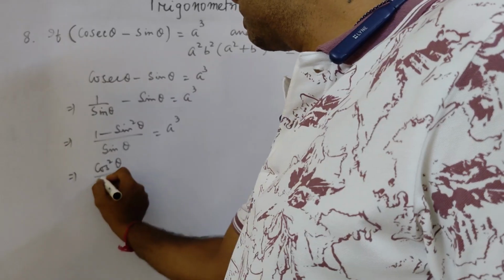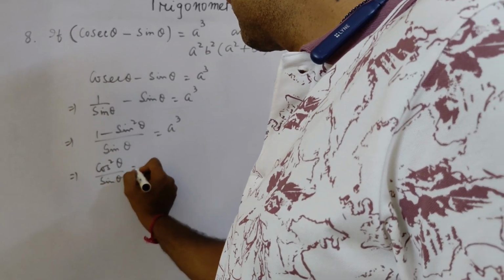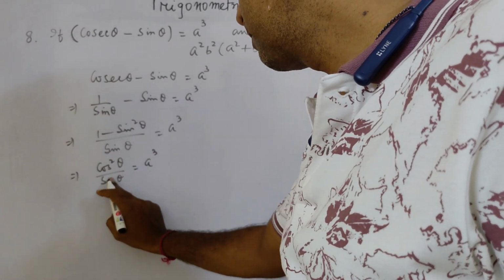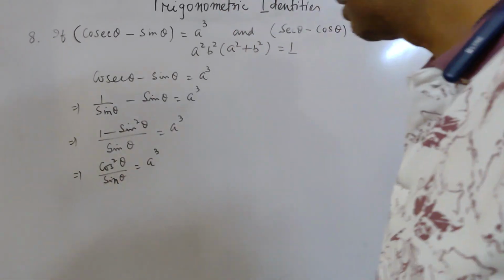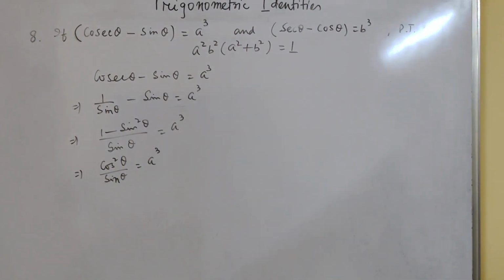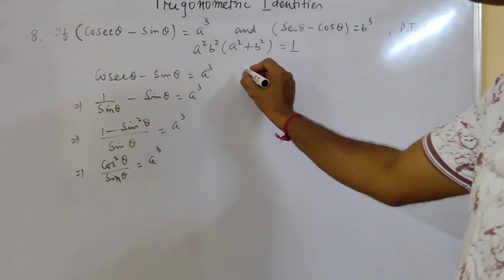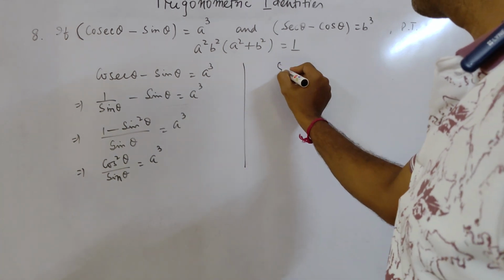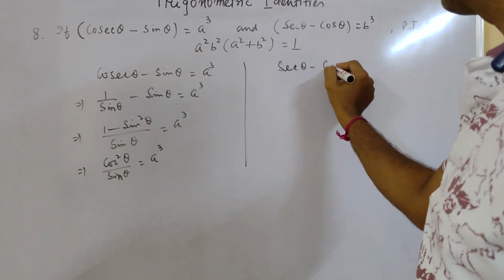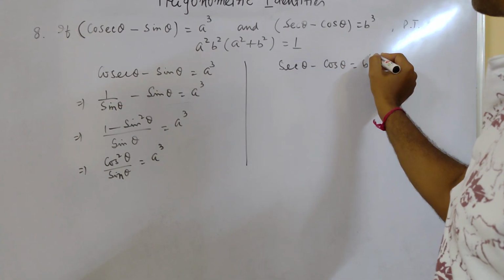So cos squared theta by sin theta is equal to a cube. Similarly, sec theta minus cos theta is equal to b cube.